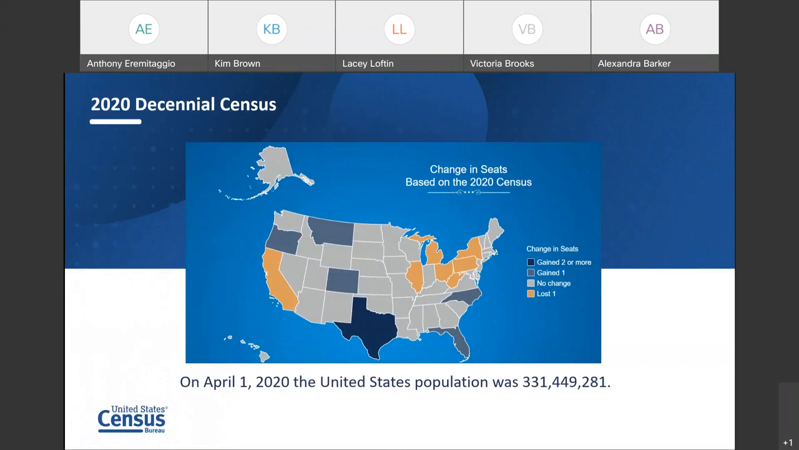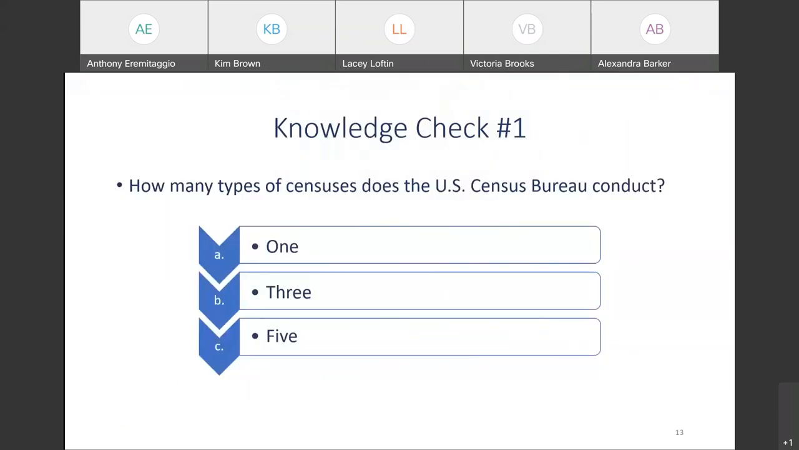So we talked about apportionment. Here's a map, and what it's showing you based on the 2020 census results is that there were changes in the seats in a number of the states. Many states had changes in their number of seats. One state gained two or more, five states gained a seat, and seven states lost a seat. So you can see how important the 2020 census is in the House of Representatives representing each of the states. And as you can see at the bottom, we have the April 1st, 2020 population at 331,449,282.